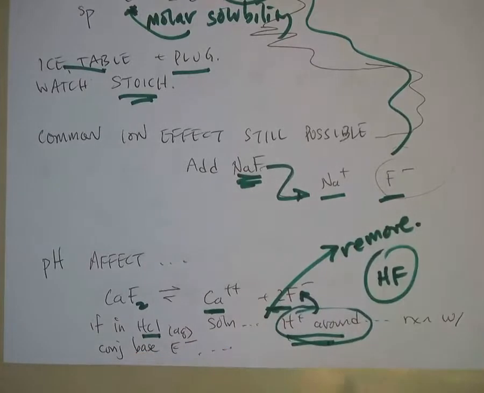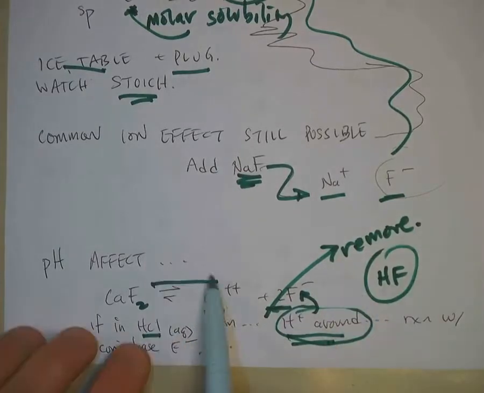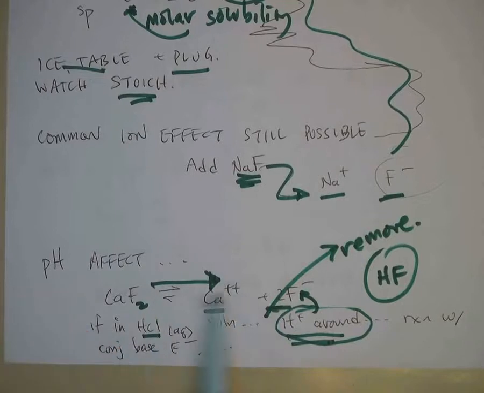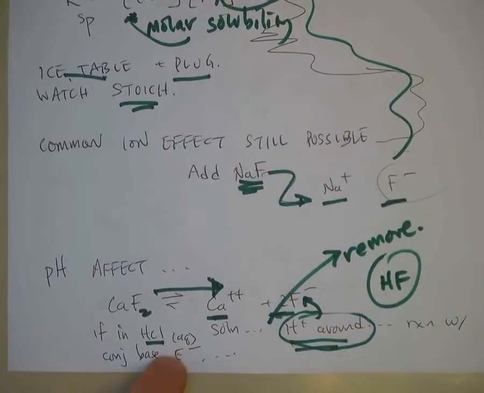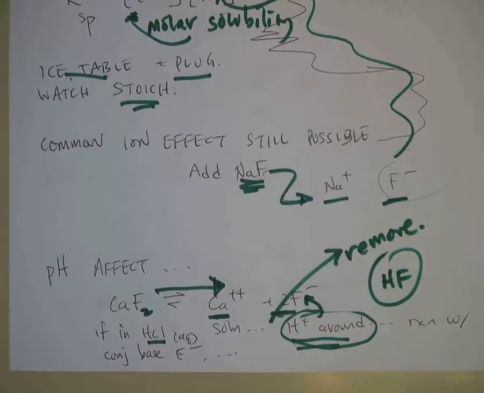And according to Le Chatelier's principle, if we remove something from a solution, it will adjust to reduce that stress. And in this case, it will adjust by shifting to the right and dissolving more. So CaF2 would be more soluble in an acidic solution than it would in pure water. You should be able to determine this qualitatively. And you can look at the numbers too.